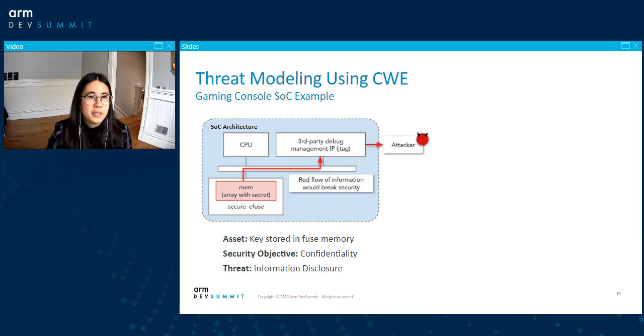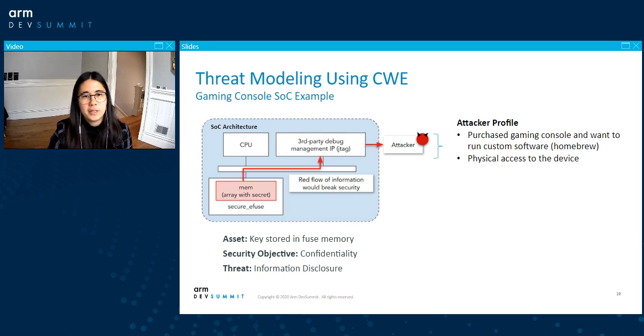So let's take a concrete example. This SoC is going to be a gaming console, and the asset we're considering is the key stored in fused memory. The objective is confidentiality. The threat is that this information is disclosed to an attacker. What would the attacker want to do with this information? Presumably they have purchased the gaming console, and a common goal of attackers in this case is to want to run custom software on that device. And of course, because they have purchased the device, we can assume that they have physical access to the hardware.